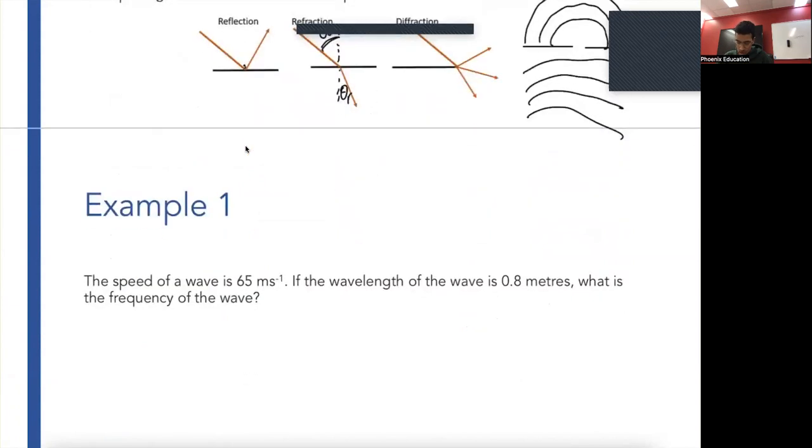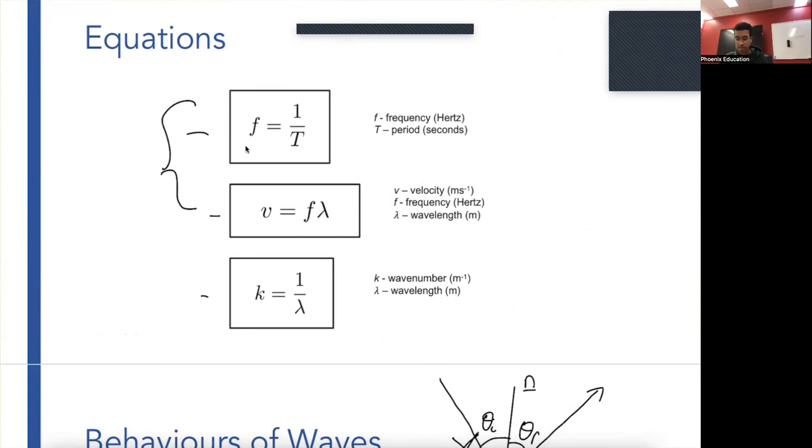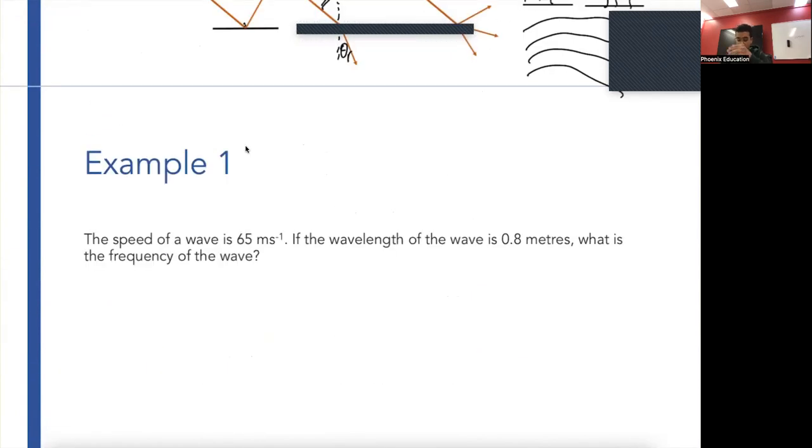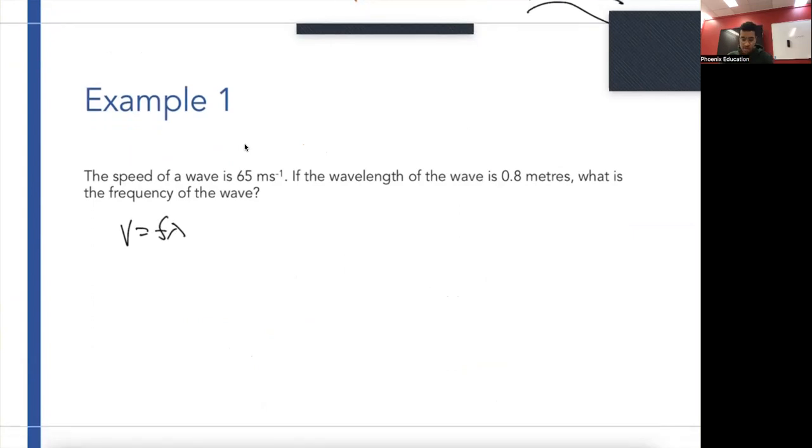So if we look into some examples, this is a pretty simple example. It asks us to find the frequency of the wave. So we know from the relationships before that velocity is equal to frequency times the wavelength. So if we write down our formula over here, we can just simply sub everything in. So we know that the velocity is 65 and the frequency is what we're trying to find out. So it's unknown times 0.8, which is our wavelength. If you plug that into your calculator, you should get 81.25 hertz.